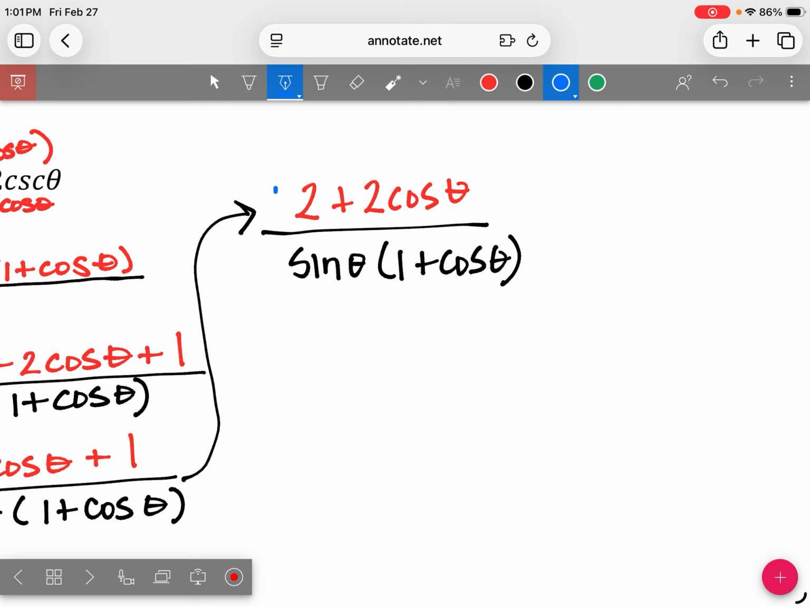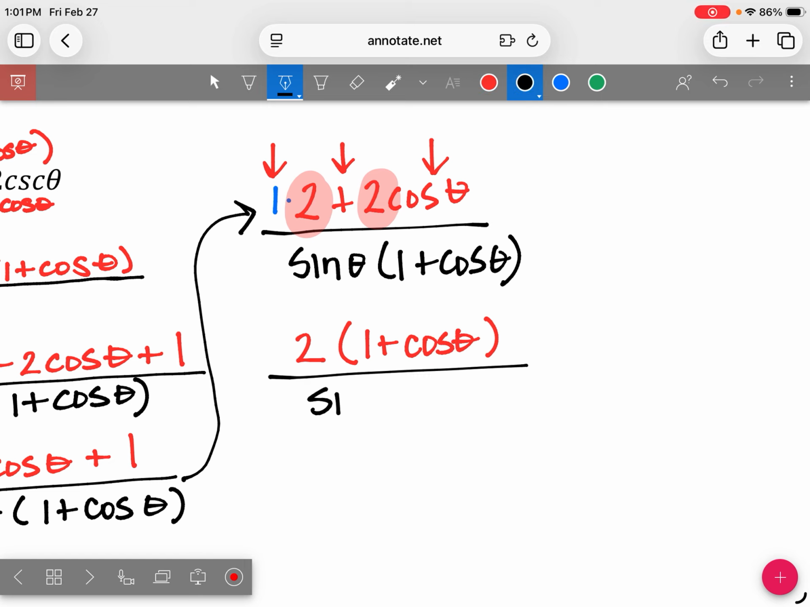Now, there is an invisible times 1. Let me go ahead and put that. That 2 is really a 1 times 2. So when I take out the GCF of 2, let's go ahead and do that. I'm taking out the 2. What I have left in parentheses is what? No, you forgot. So we got a 1, a plus sign, and a cosine. That's what we have left. 1 plus cosine theta. And that's all over sine theta and 1 plus cosine theta.